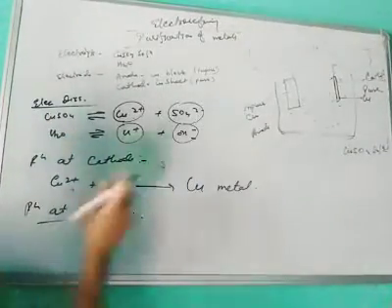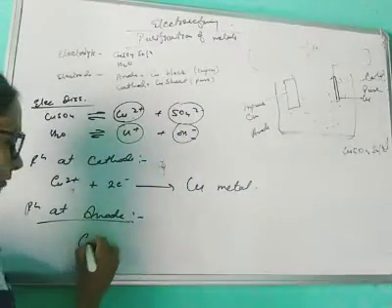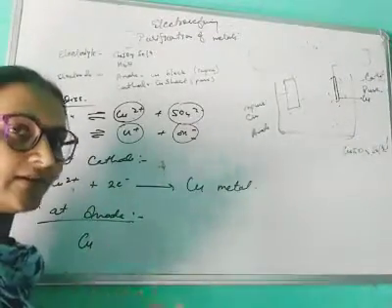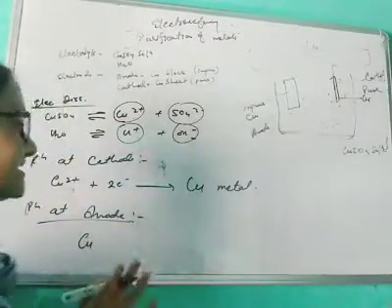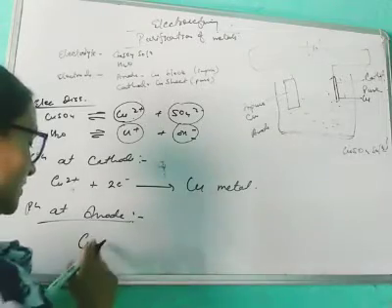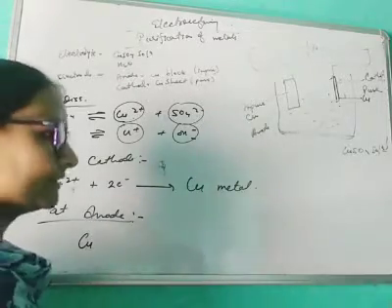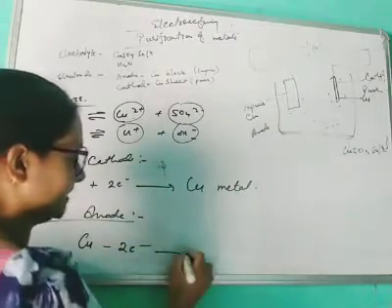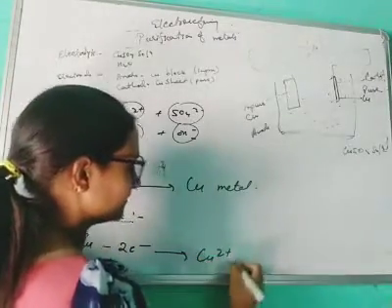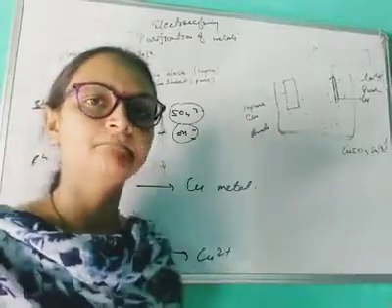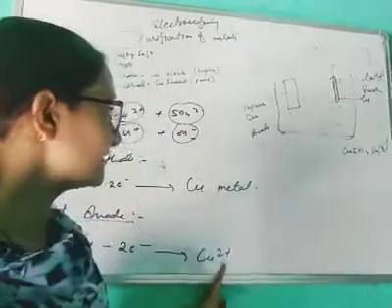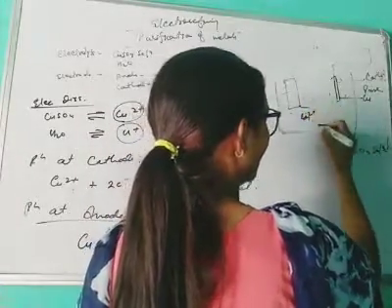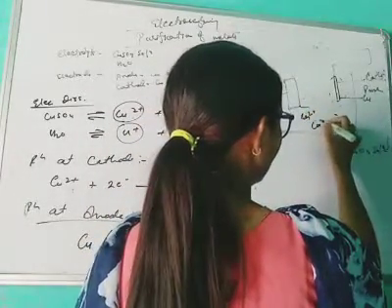Here at the anode we have the copper block. It's impure metal, but it's in metal form. So to become a cation, what will it do? It will release 2 electrons and become Cu2 positive ion. From here we are getting Cu2 positive ions, and from this solution also we are getting Cu2 positive.